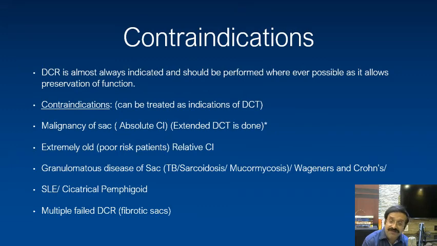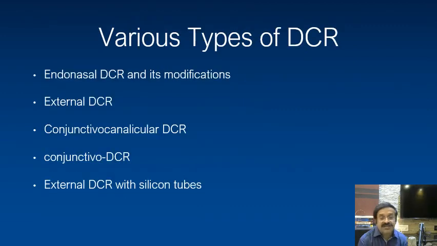And multiple failed DCR. You've done a DCR, another surgeon has done a DCR, you've done a conjunctival DCR, everything has failed. So it's best to get rid of the sac itself. Now, what are the types of DCR surgery you know? Again, another question that is very commonly asked in the exams.